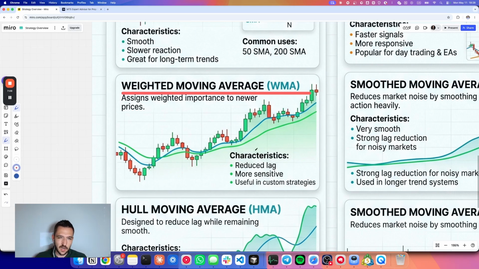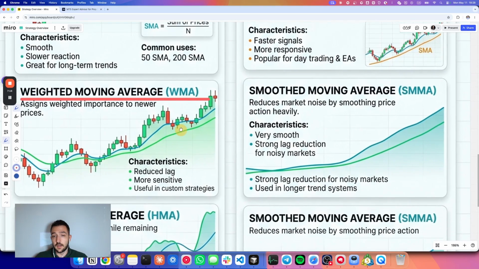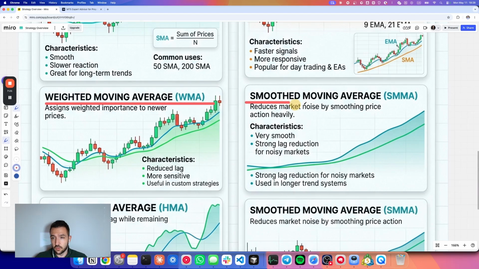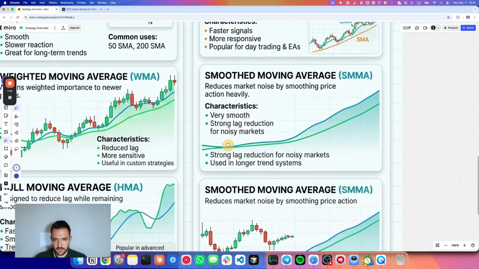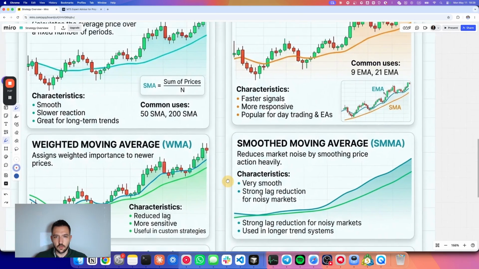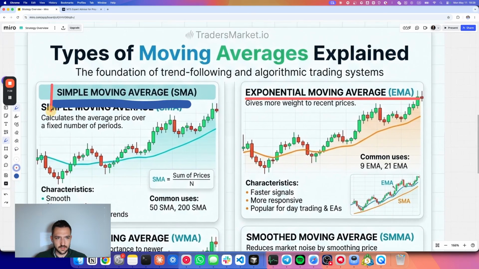It is kind of popular, you're going to hear about it, but to be honest, we never used it, and I don't see many traders using this either. There is also the smoothed moving average and the Hull moving average, where this one tries to smoothen the price while the Hull is actually trying to react as fast as possible. So again, these two just exist. I've never seen anyone use them. So the most popular ones are the simple moving average and the exponential moving average.